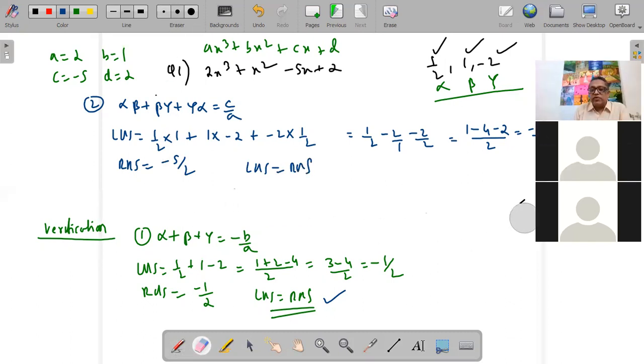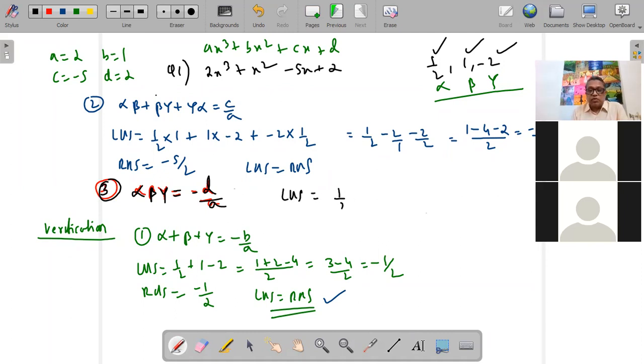So that was the second verification formula. Now we come to the third verification formula, that is alpha, beta, gamma is minus D by A. ये देखो, ये negative minus B by A, ये positive C by A. Now product of the roots alpha, beta, gamma is minus D upon A. So all three verification has to be done.